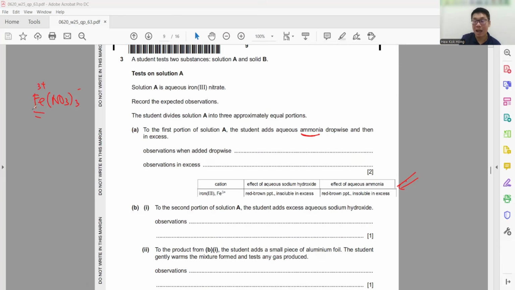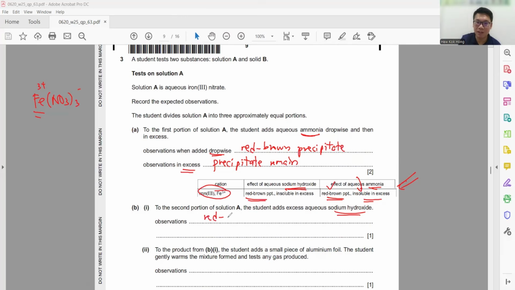Since here they have iron(III), we refer back to iron(III). They add ammonia, so we refer to here. It's a red-brown precipitate and insoluble in excess. So they ask you dropwise and excess. For dropwise, we copy this. For excess, we copy this. Insoluble, or we will say precipitate remained. Part B, to the second portion of solution A, the student adds excess NaOH, which is this. The observation, again, is this form. And again, insoluble in excess means the precipitate will remain. So you just write red-brown precipitate.